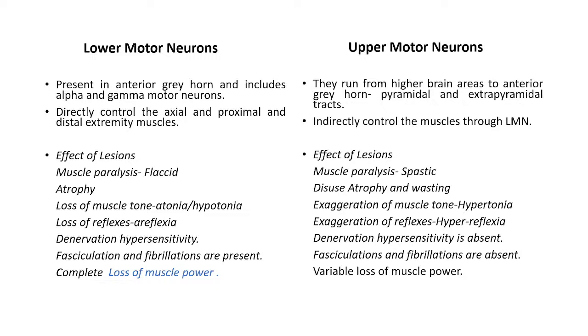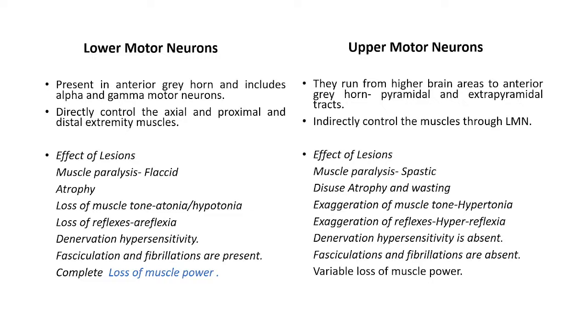Since the lower motor neuron is intact, only the upper motor neuron is damaged, so there is variable loss of muscle power. Did you get the differences? Understood the differences? This is just for introduction. When we learn about these things in further classes, we'll come to know what the physiology behind it is.